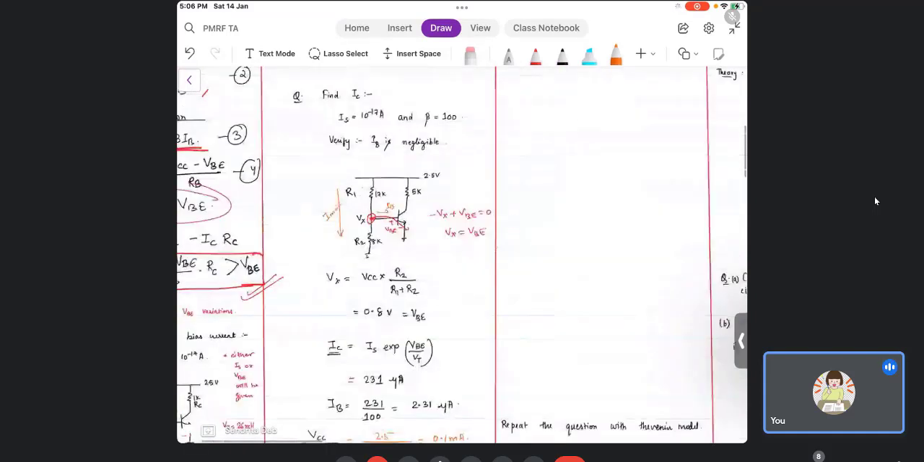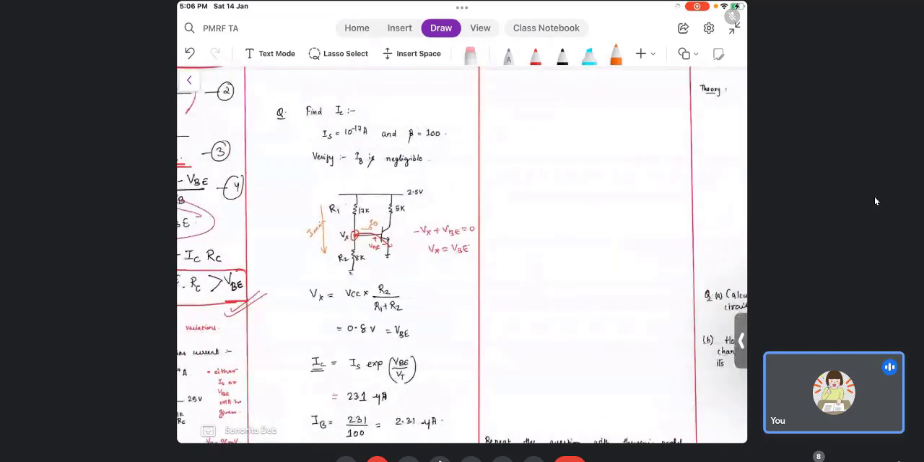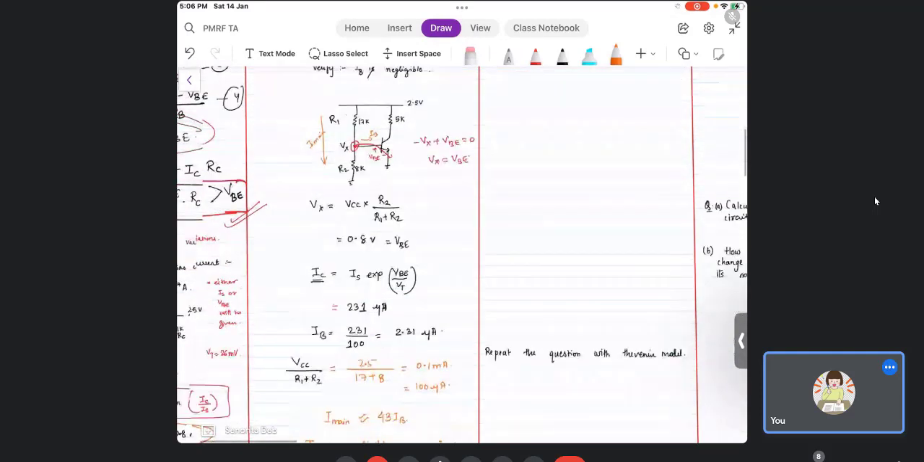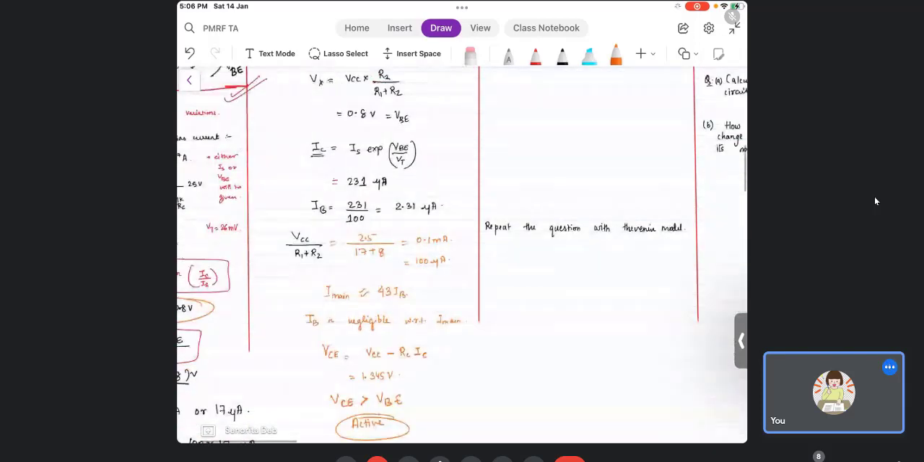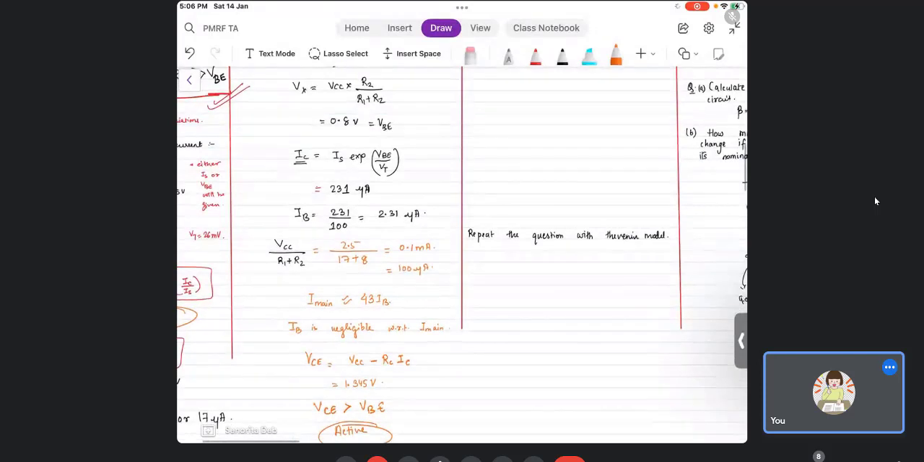I'll quickly browse over it, just take a note of whatever we have done. After that, we will go to the Thevenin equivalent. This is how we had solved it. So quickly have a look. I'll give you 1 minute and then we will start the next one.